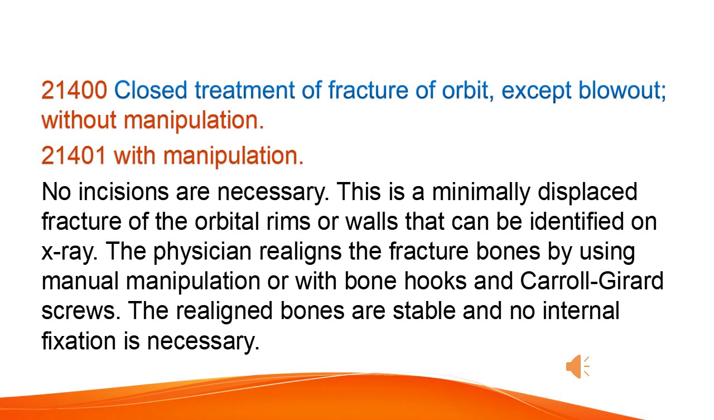Closed treatment of fracture of orbit, except blowout, without manipulation. With manipulation, no incisions are necessary. This is a minimally displaced fracture of the orbital rims or walls that can be identified on X-ray. The physician realigns the fracture bones by using manual manipulation or with bone hooks and Carroll-Gerard screws. The realigned bones are stable and no internal fixation is necessary.